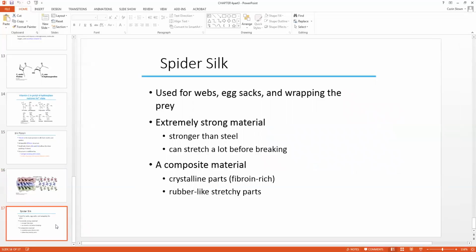Spider silk, for example, is used for webs, egg sacs, and wrapping prey. It's an extremely strong material, actually stronger than steel. It can stretch a lot before it breaks, and it's a composite material. It has both crystalline parts, which are rich in fibroin, and rubber or stretchy-like parts. So that gives you a sense of the way that tertiary structure and secondary structure contribute to the different functions of proteins, largely derived from their structures. Thanks.